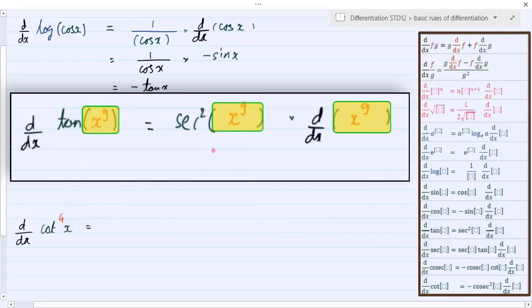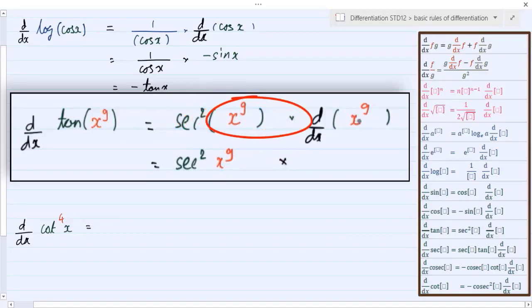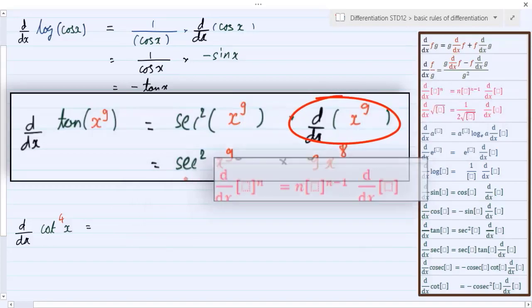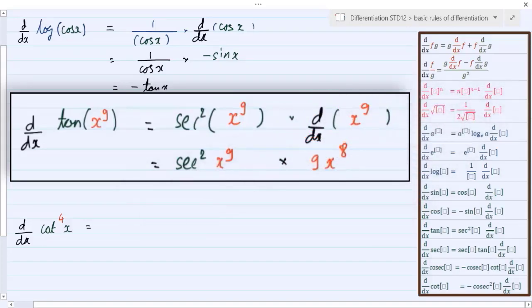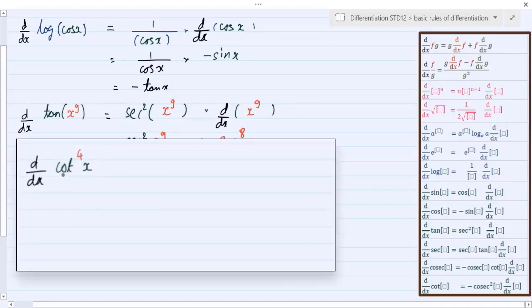Within the box we have x raised to 9. So now this sec square x raised to 9 will be as it is. We just have to focus on differentiation of x raised to 9, which is 9x raised to 8. So tada, this can be a final answer. Without wasting time, let's move to the next question.